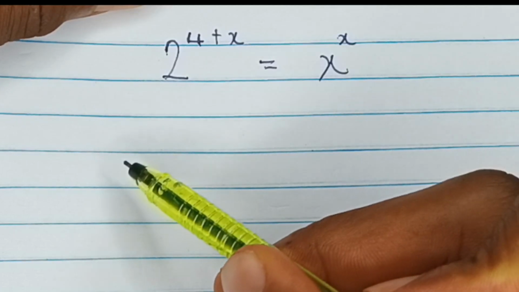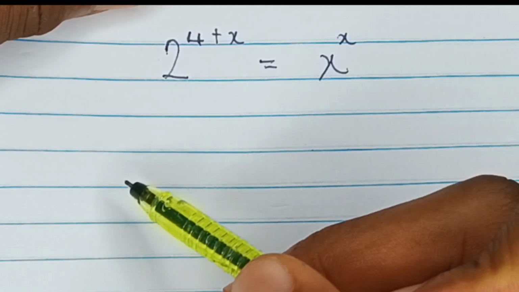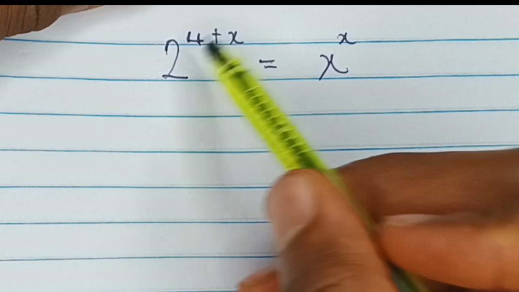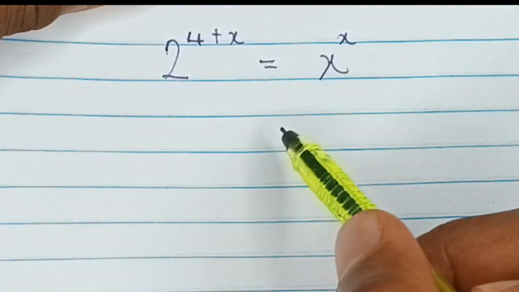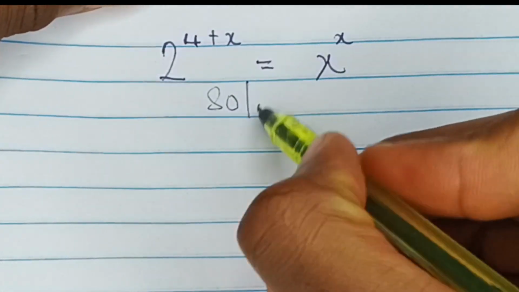Alright guys, let's solve this very interesting exponential equation quickly. It says 2 raised to power 4 plus x is equal to x raised to power x. How do I solve this?